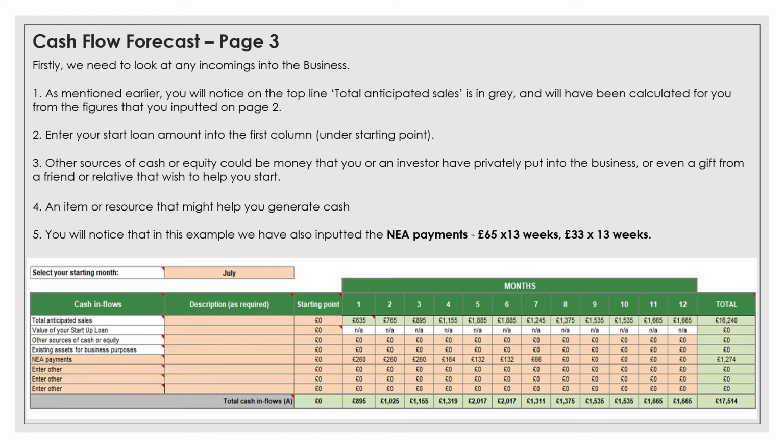And on the fifth line, in the pink area, you'll notice that in this example we have also inputted the NEA payments, which, don't forget, are £65 for 13 weeks and £33 for the next 13 weeks. However, on this form, that needs to be worked out as a monthly payment rather than weekly.